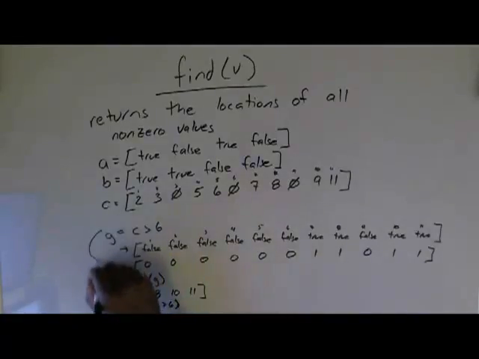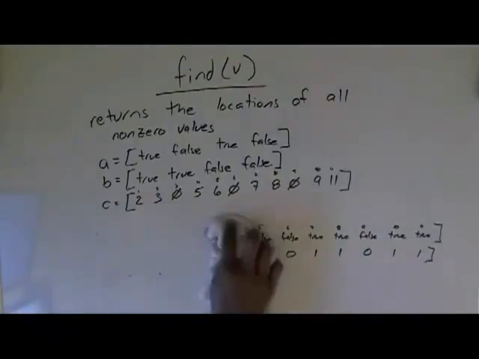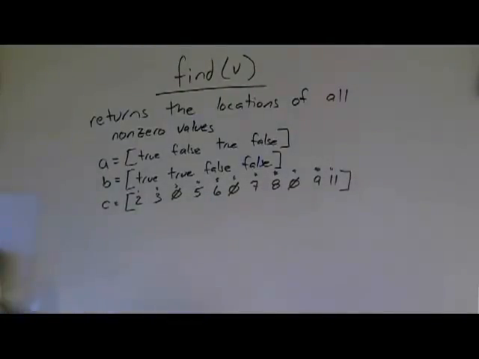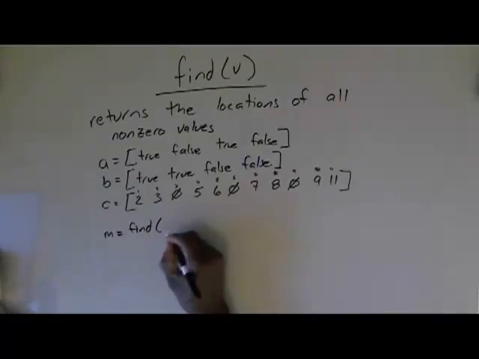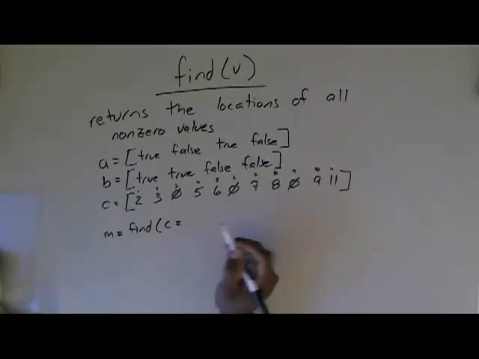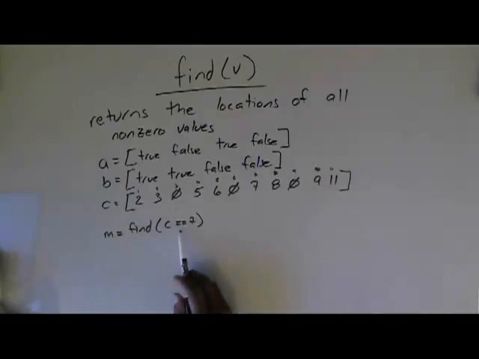This idea right here, even more so than just finding the non-zero values in any particular vector, gets to be very powerful because I can locate in a vector elements that meet a certain condition. So let's do another example here. Let's say vector M equals find where C is equal to 7. Oops. Double equal sign for comparison. Okay, so find C equal to 7.